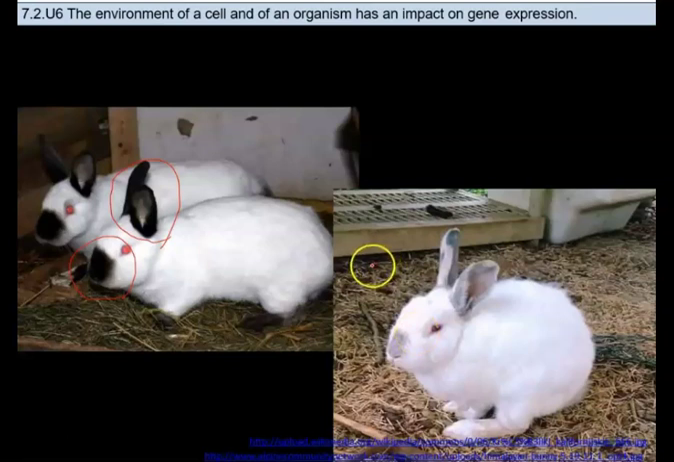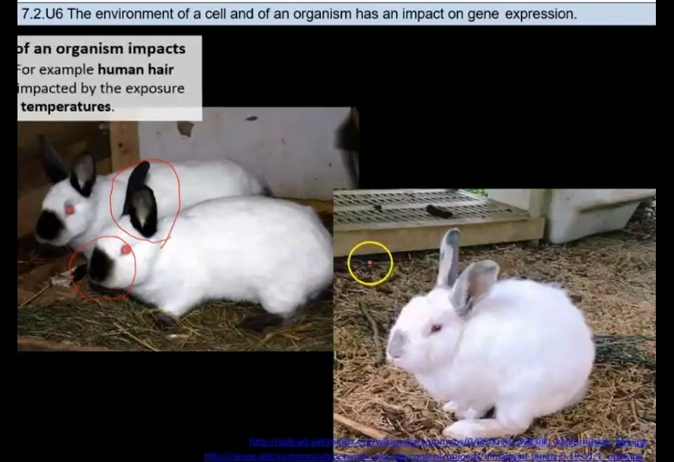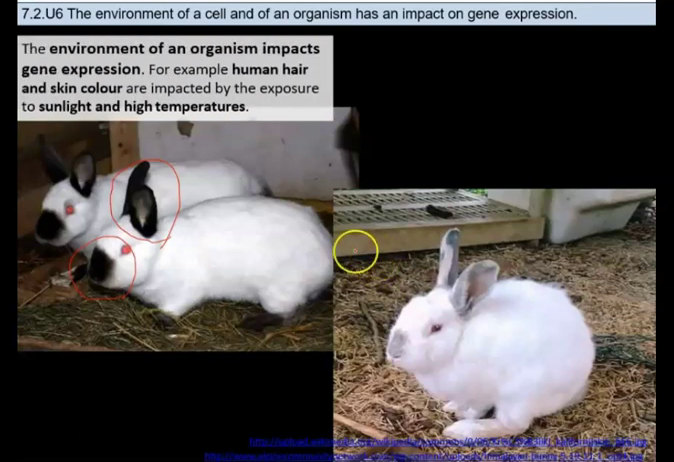Okay, tell me what was the result of your thinking. Let's see. The environment of an organism impacts gene expression. For example, human hair and skin color are impacted by exposure to sunlight and high temperatures. Okay, so what does that mean? This means that they have the same genetic information, but some environmental factors have changed that. Explain how the temperature will affect the expression of gene.